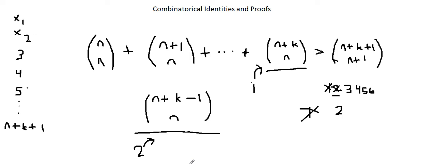It's already one of them. This means that we only have n plus k minus 1, because 2 of them are already chosen, so n plus k plus 1 minus 2 is n plus k minus 1. And we're choosing n of them, because we already have 1 chosen, that's our 2. If we keep on committing to this argument, we end up at n choose n.